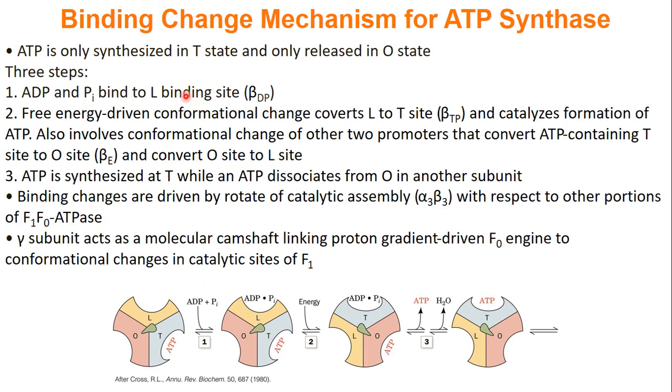So this basically just states everything I just went through and our different states. And here we have our DP and our TP and our E again. So feel free to read this over to basically just go over what I just said. And like I said, this gamma subunit is going to be our crank.